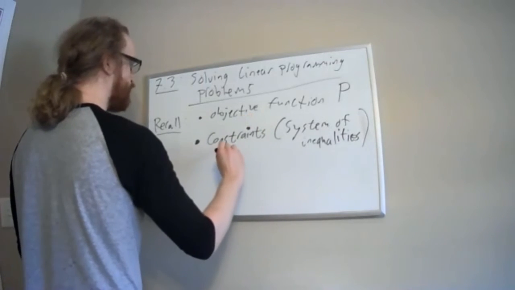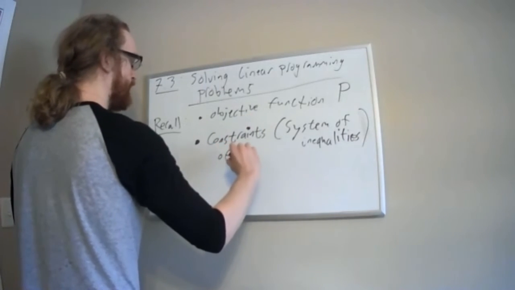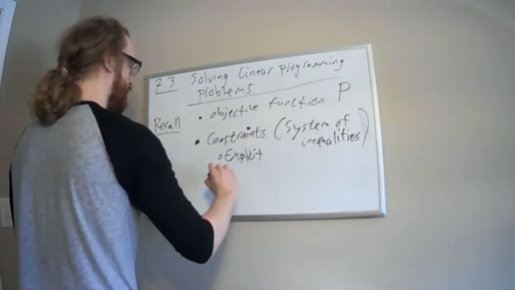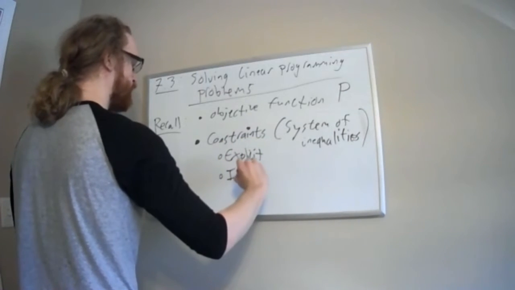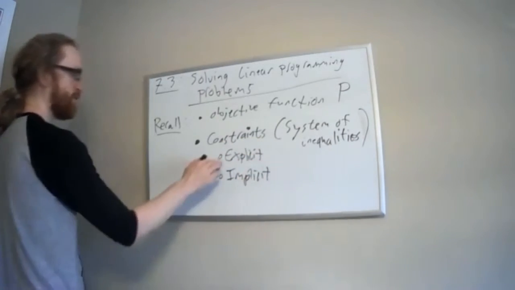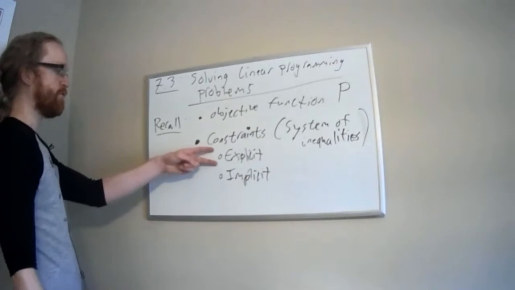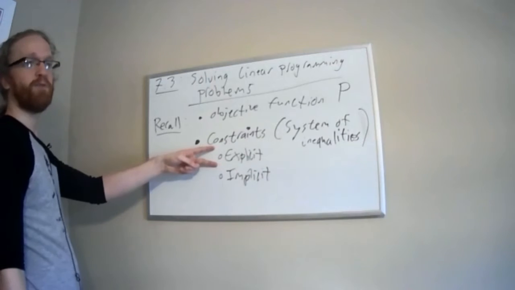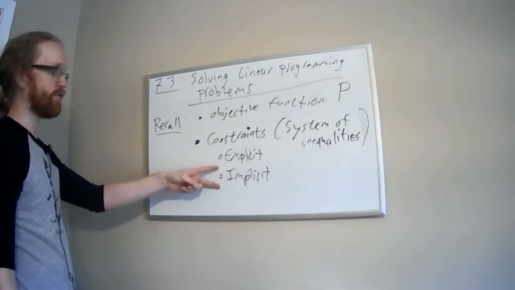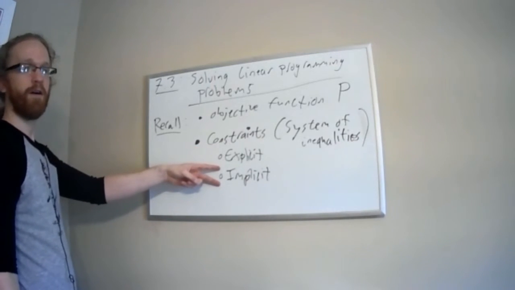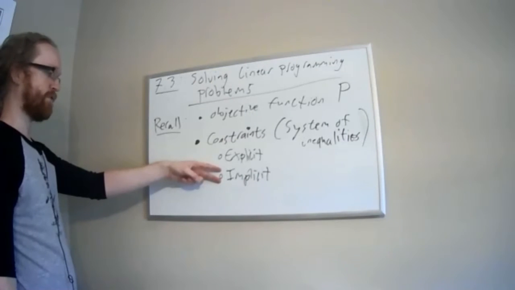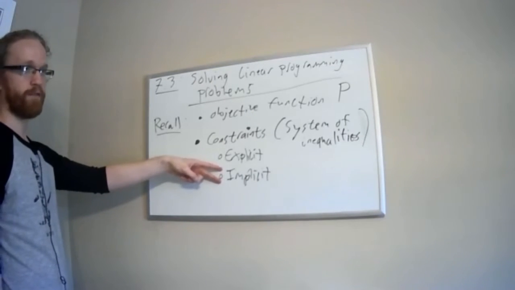And I'll remind you that there were two types of constraints, but in the end, it didn't really matter a whole lot in the sense that they're both just inequalities. But there were explicit and implicit constraints. Explicit will be given to you explicitly in the problem, in the information of the problem. Implicit, you need to sort of include on your own. They're not given in the problem explicitly, but you have to include them to make the problem make sense.